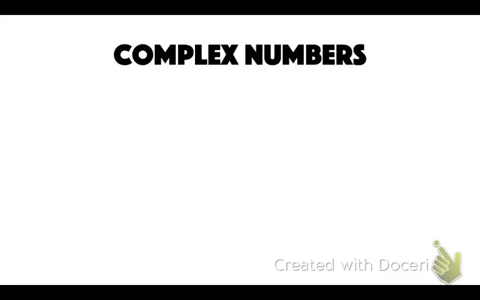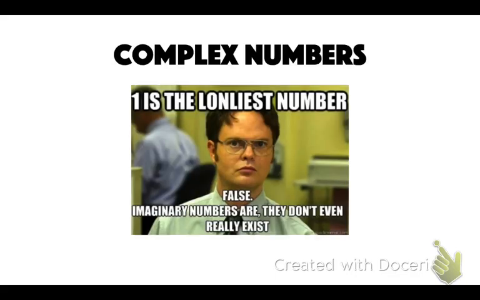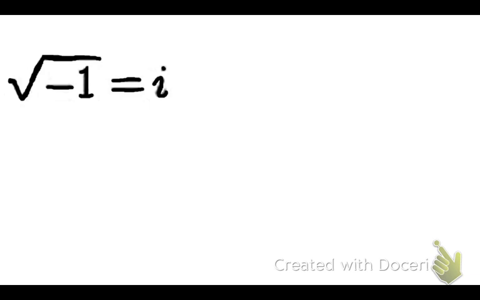Okay, complex numbers. 1 is the loneliest number. False, imaginaries are, and they don't even exist. Okay, let's talk about that for a second. So the square root of -1 is i, and that means i squared is -1. And the fact that we call it imaginary is probably not the best thing.